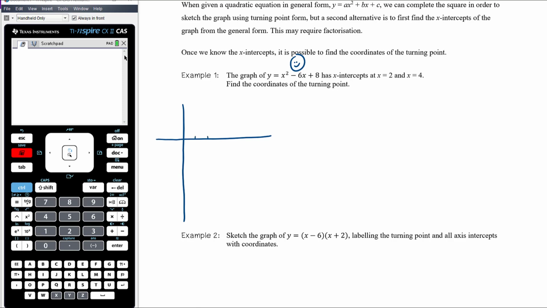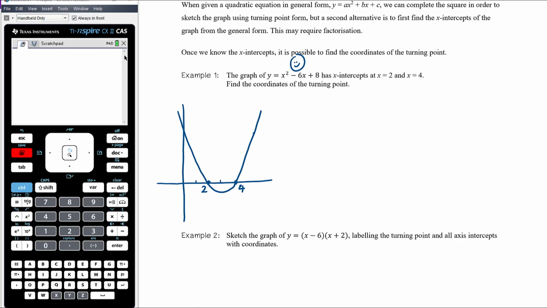So 1, 2, 3, 4. We have a parabola that goes through the x-axis. In fact, let's just move that down a little. Didn't think very properly about that scale. Okay, so let's think about our parabola going through here, and it's happy. So something like that. Okay, that's x equals 4, and that's x equals 2.